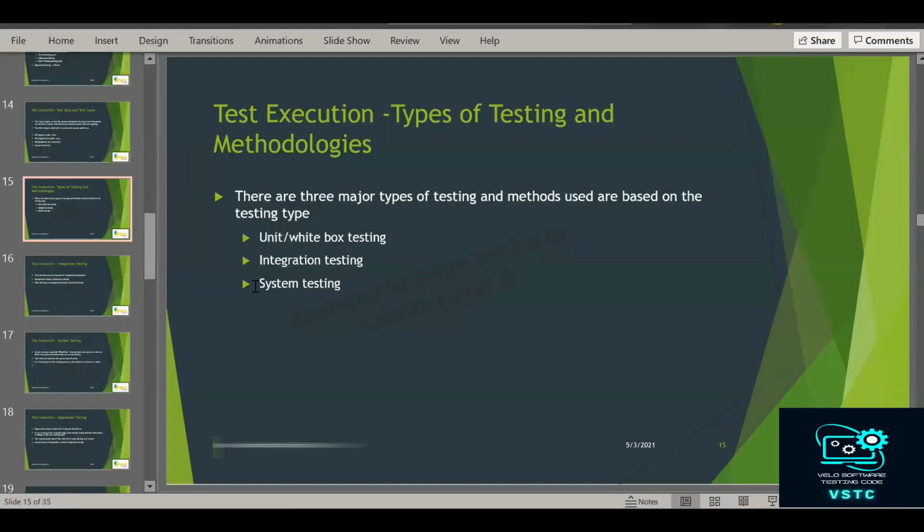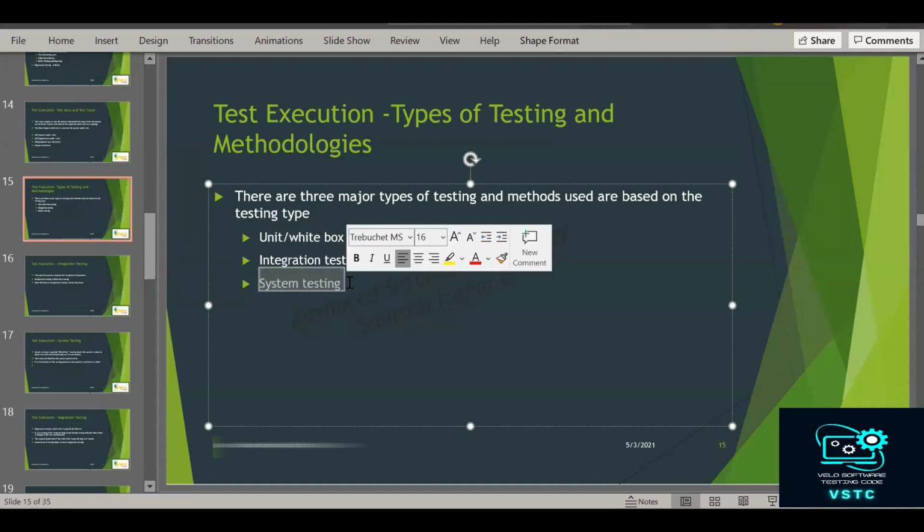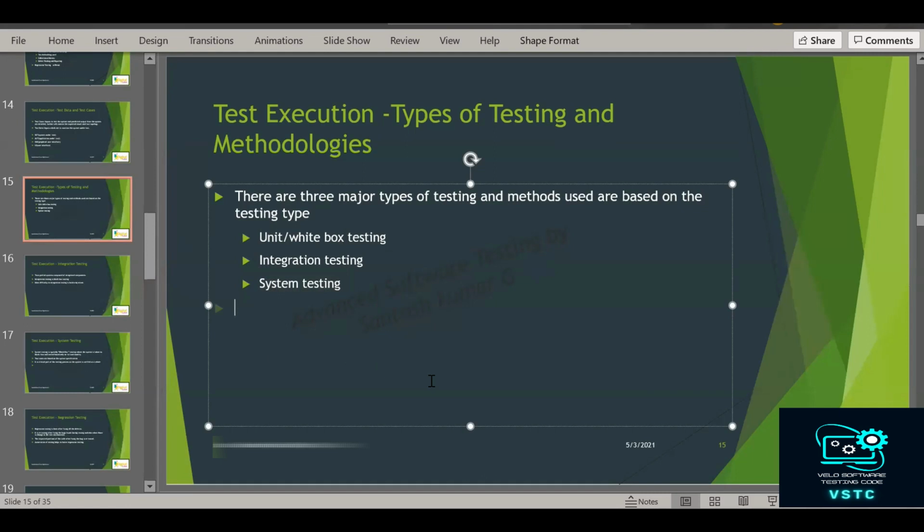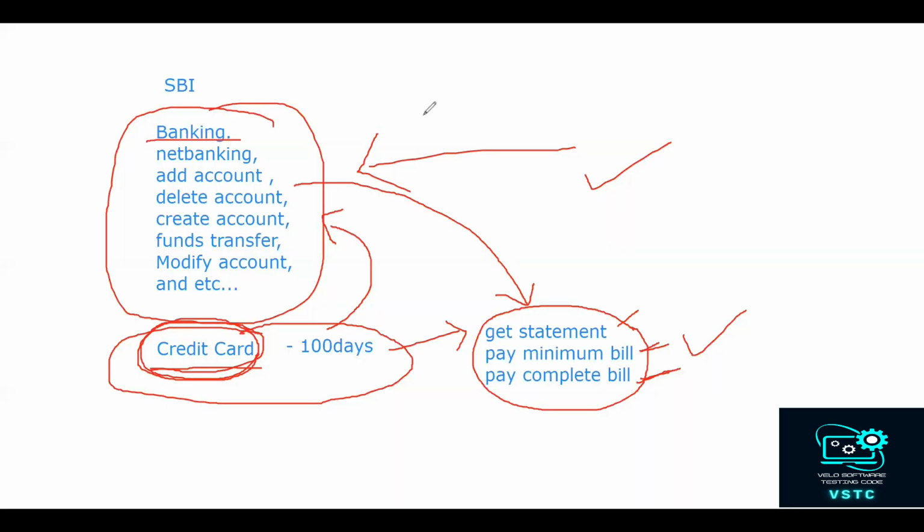Coming back, the next one is system testing. What is system testing? System testing is nothing but taking a complete feature of the application. System testing is nothing but we are doing the complete end-to-end testing. End-to-end testing is nothing but like this.